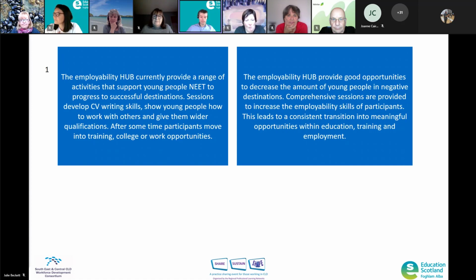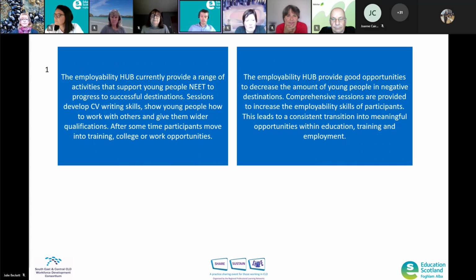Comprehensive sessions are provided to increase employability skills of participants. So what she's done there is she's again highlighted the sessions element, as some other people have done as well, but instead of breaking it down into the individual elements of CV writing, etc., she's grouped them together into employability skills. So just making it more concise, and that's how she would have done it.